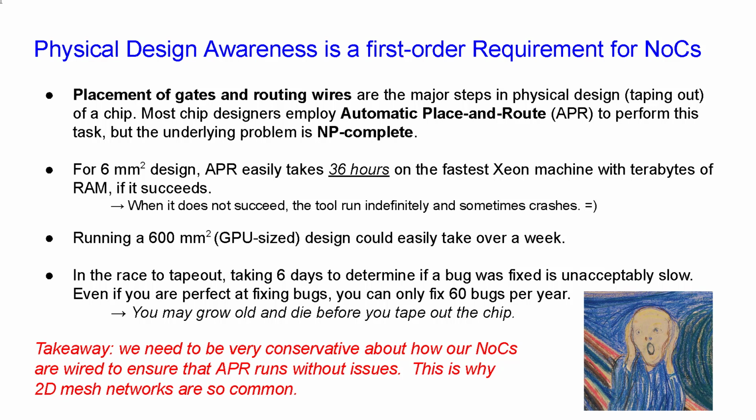So the key takeaway here is that we need to be very conservative about how our NoCs are wired to ensure that APR runs without any issues. This is one of the reasons why 2D mesh networks have been so common.